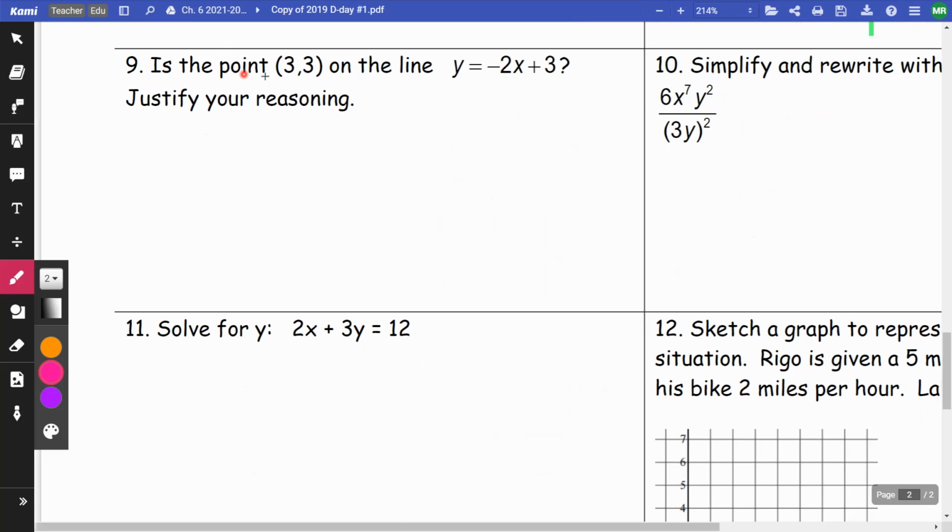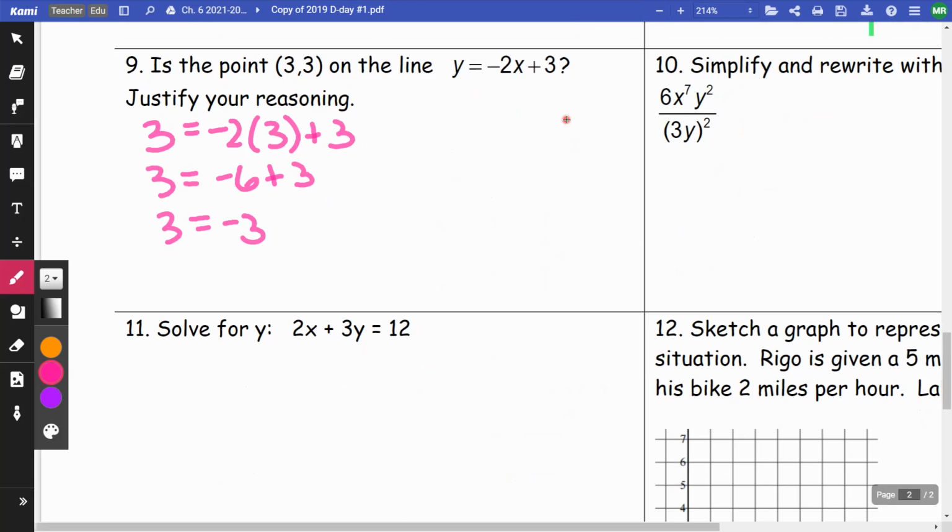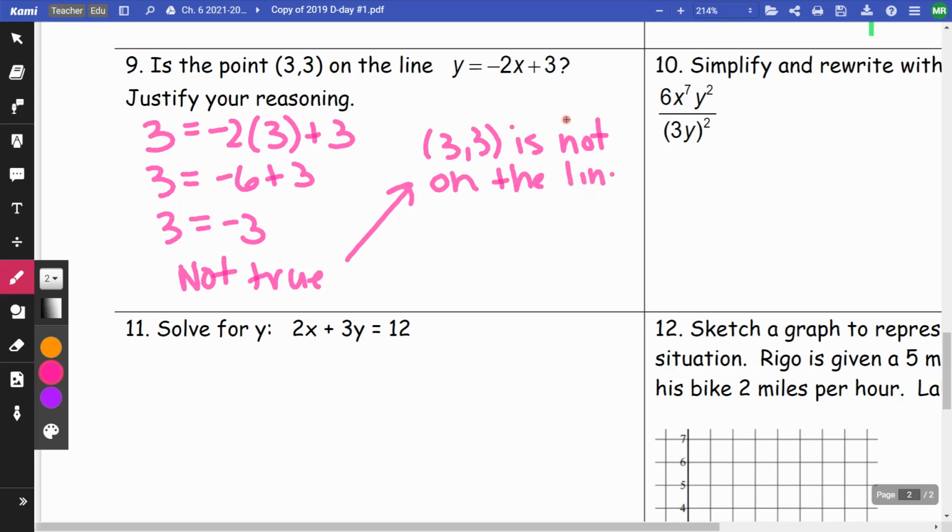On number 9, is the point (3, 3) on the line? Justify your reasoning. So what I'm going to do is substitute that in for my x and y. So I'm going to go 3, which is my y, is equal to -2 times 3, which is also my x, plus 3. So I get 3 is equal to -6 plus 3. I get 3 is equal to -3, which is not true. So what that means is (3, 3) is not on the line because it does not make the equation true.